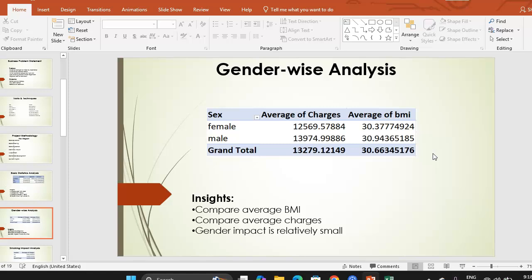Gender-wise analysis. Next, I compared medical charges and BMI across gender. The analysis shows that both male and female beneficiaries have similar BMI values. The difference in average medical charges between genders is relatively small. This indicates that gender alone is not a major factor affecting healthcare expenses. Other variables such as smoking status and BMI appear to have a strong influence.